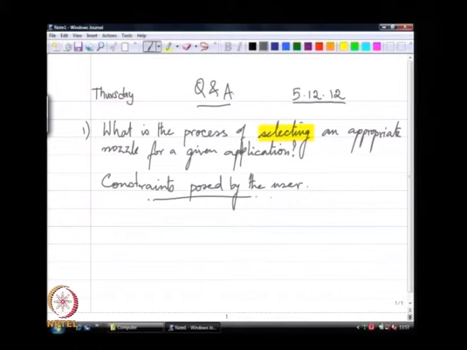So, if you are the one that has been given the task of selecting an appropriate nozzle, these are questions that you have to ask your customer. So, let us say some Procter and Gamble comes to you and says, help me select a nozzle. These are the questions that you have to ask the company that has come to you asking for help. Okay. So, first question, what fluid do you want to spray?